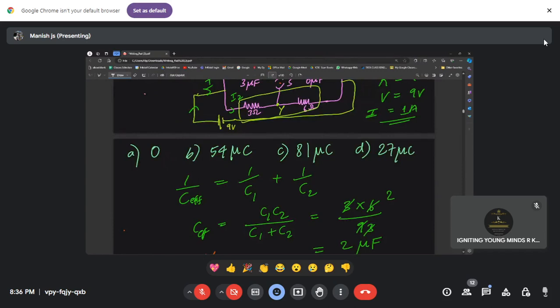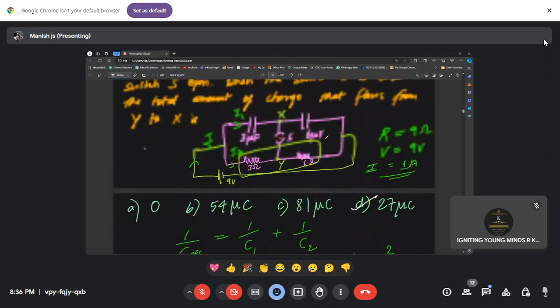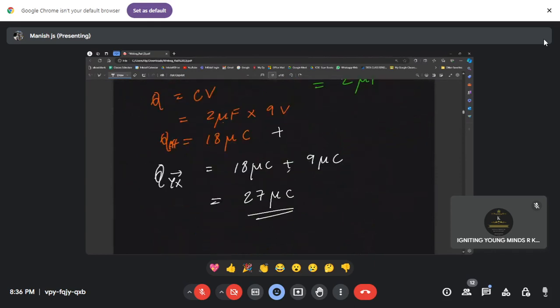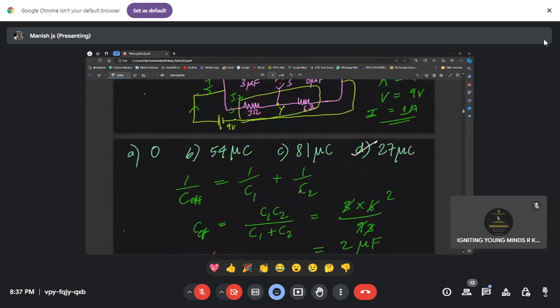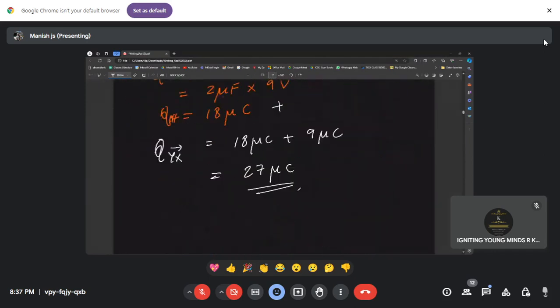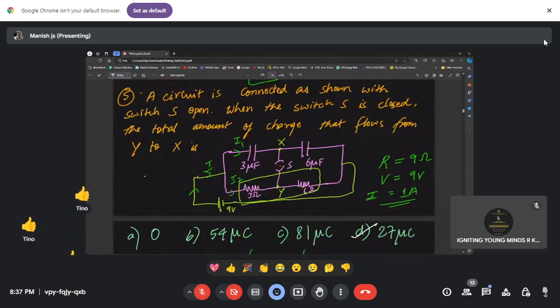This is a little tricky question. So here, when they ask you from Y to X, you look at what amount of current is passing through it. Based on the amount of current, you can find out what is the charge, and charges we express in terms of microcoulomb only, because the entire combination of capacitors here is in terms of microfarad. So here 18 plus 9 will give you 27, and that's your answer. So option D, 27 microcoulomb. Okay, it was a tricky one. So you have to practice such questions, only then you will get it.